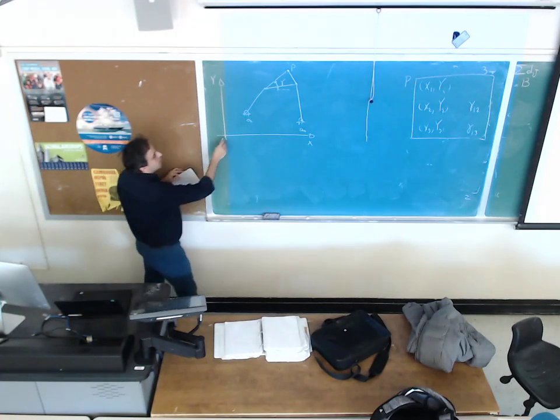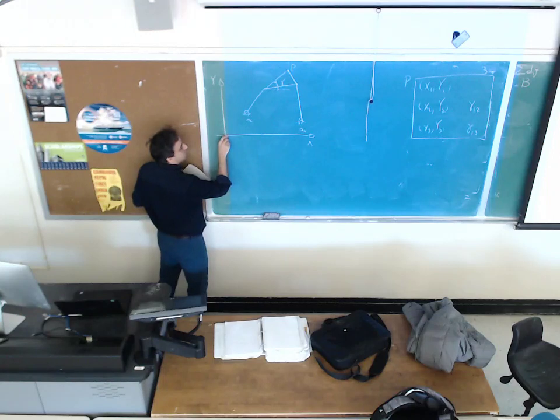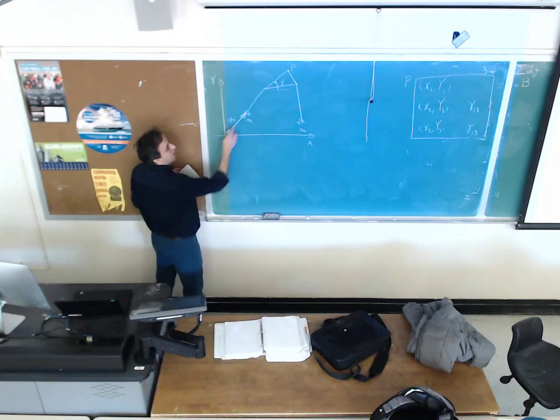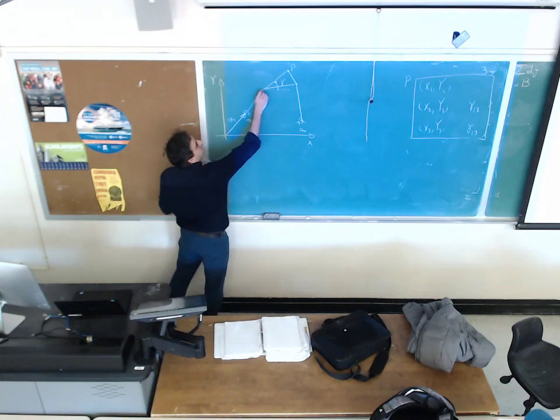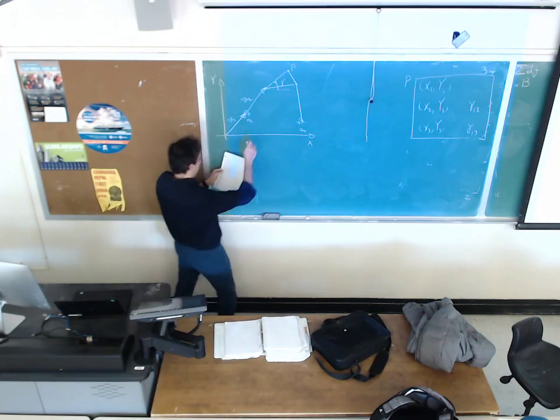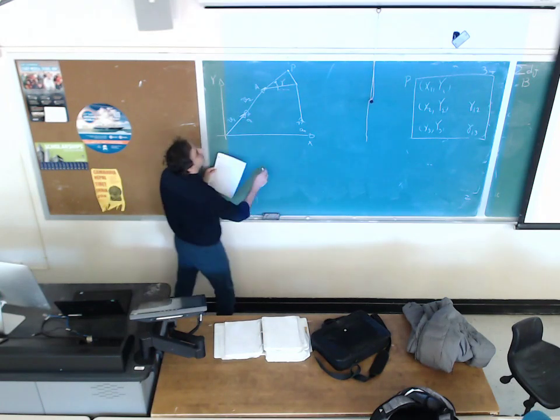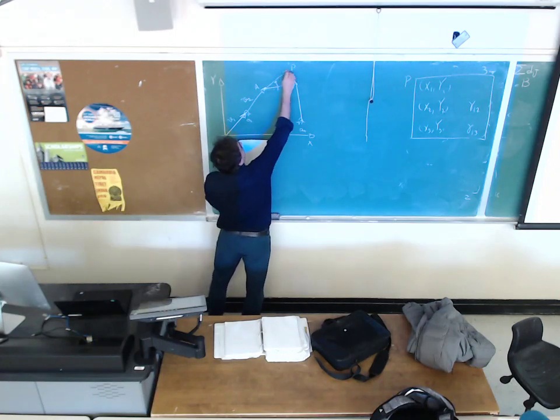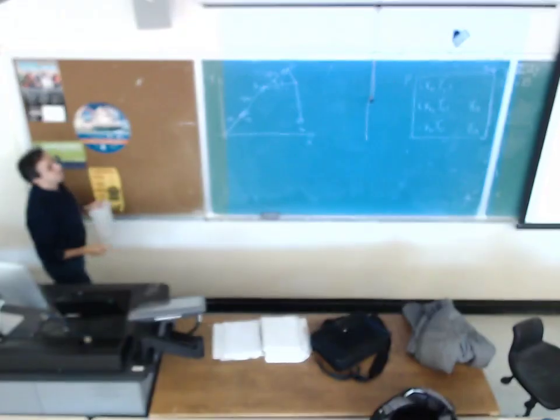So what we are going to do is define a couple of vectors. This is the first thing. Vector V1 connecting the origin to O2. Vector V2 connecting O2 to point A. Vector V3 connecting point A to P.